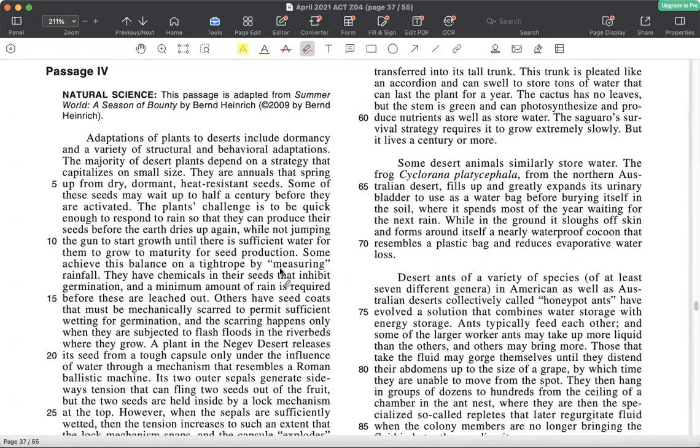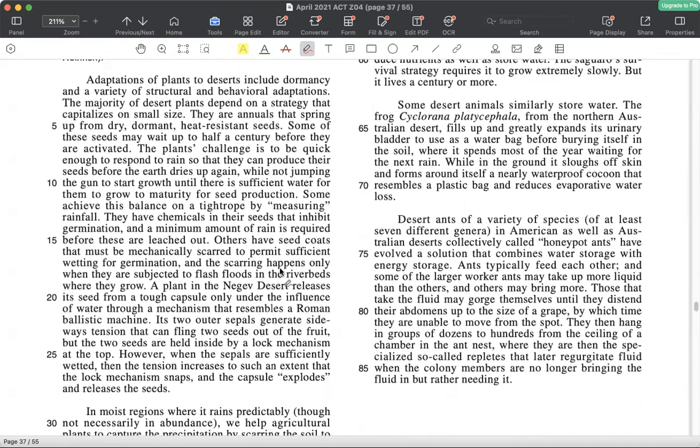their seeds before the earth dries up again, while not jumping the gun to start growth until there is sufficient water for them to grow to maturity for seed production. Some achieve this balance on a tightrope by measuring rainfall. They have chemicals in their seeds that inhibit germination, and a minimum amount of rain is required before these are leached out. Others have seed coats that must be mechanically scarred to permit sufficient wetting for germination, and the scarring happens only when they are subjected to flash floods in the riverbeds where they grow.